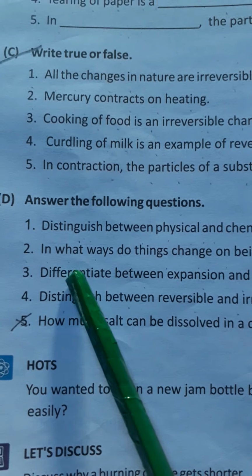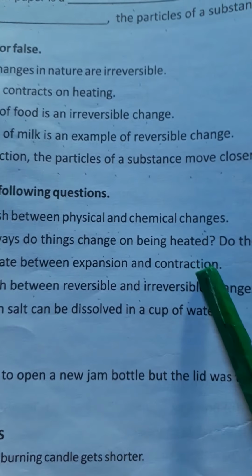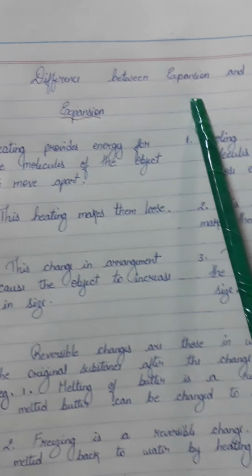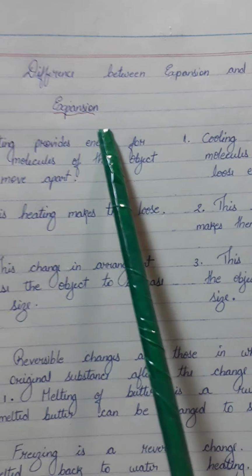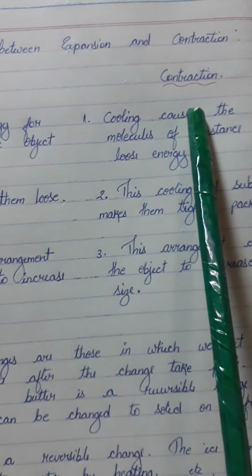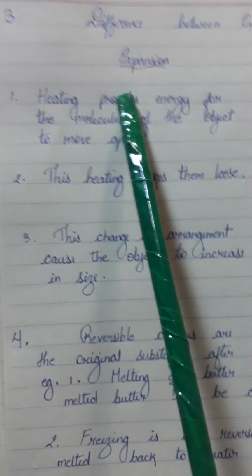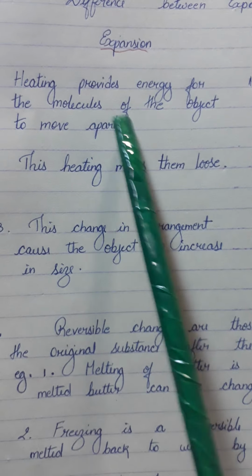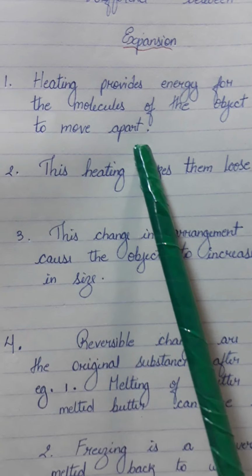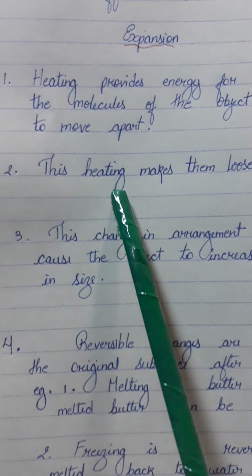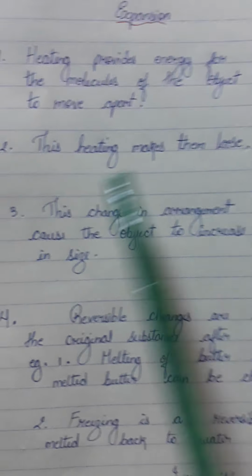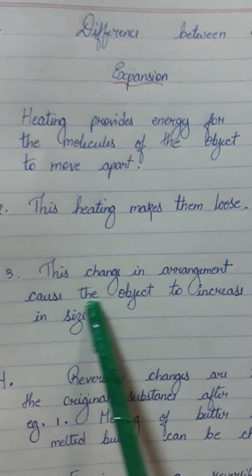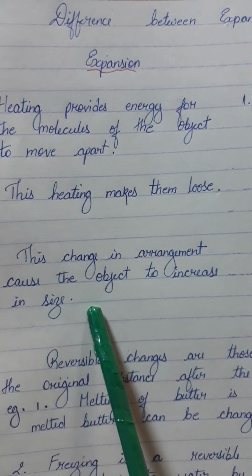Question number 3. Differentiate between expansion and contraction. The answer: difference between expansion and contraction, two columns. Expansion, point number 1: heating provides energy for the molecules of the object to move apart. Point number 2: this heating makes them loose. Point 3: this change in arrangement causes the object to increase in size.